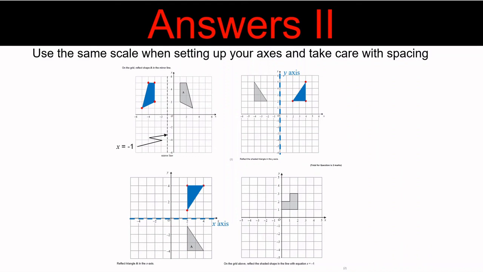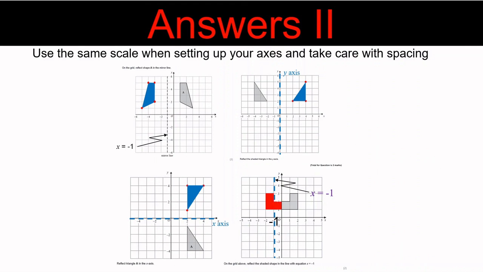And finally, we need to reflect this shaded shape in the line with the equation x equals -1. So we had to start by drawing the line x equals -1. Is that a vertical line or a horizontal line? Remember, x is -1. Here's my x-axis. Here's where x is equal to -1. There's my line x equals -1. And reflecting in that line, measuring the distance of each of those coordinate points from that line and measuring the same distance on the opposite side.